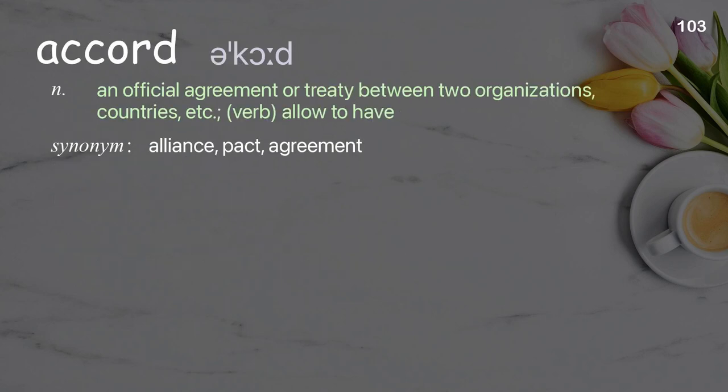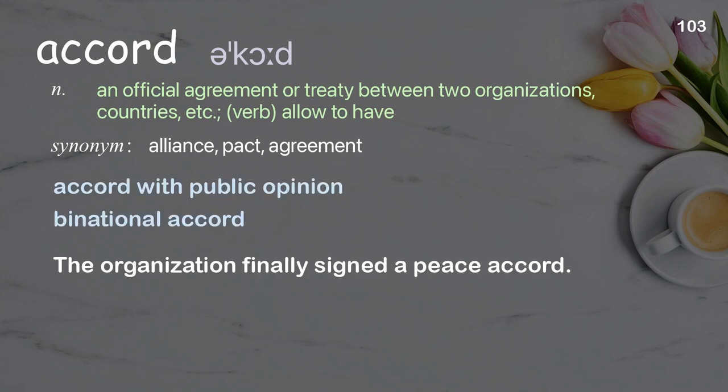Accord. An official agreement or treaty between two organizations, countries, etc. Verb: allow to have. Examples: accord with public opinion, binational accord. The organization finally signed a peace accord.